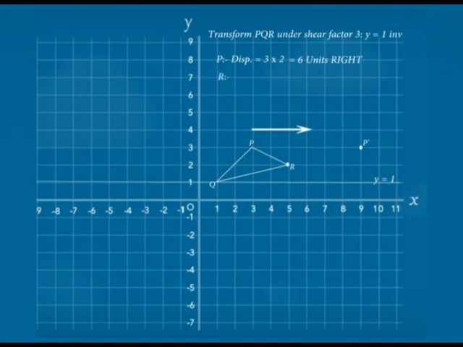Point R. Perpendicular distance from the invariant line is 1 unit. S is 3, so displacement will be equal to 1 times 3, that is 3 units to the right. So 1, 2, 3. Joining the 3 points, this is the figure we obtain. If the shear factor was negative, we would displace the points leftwards.